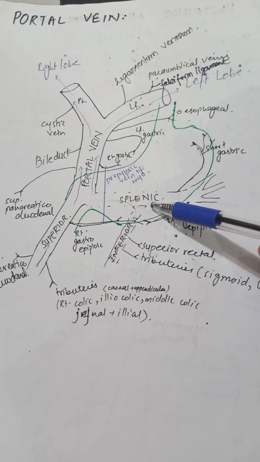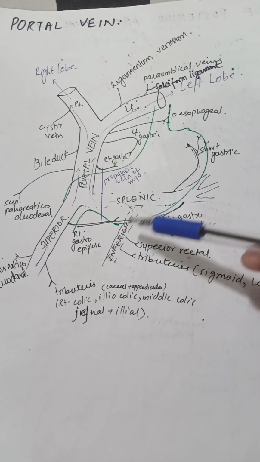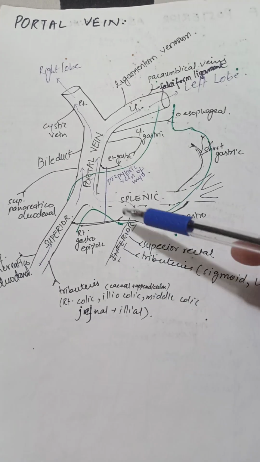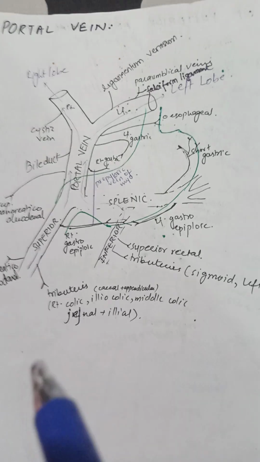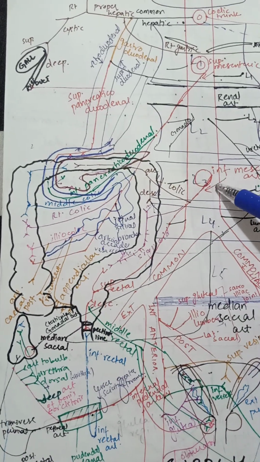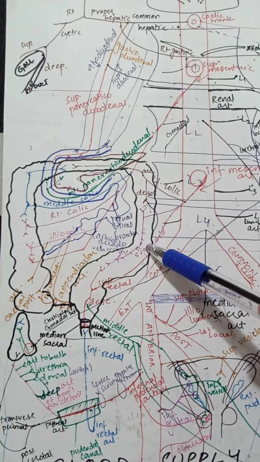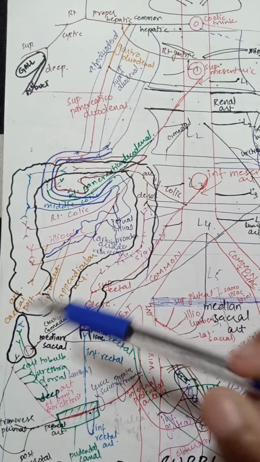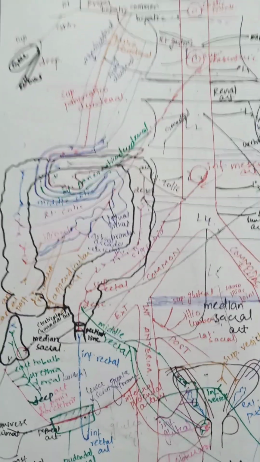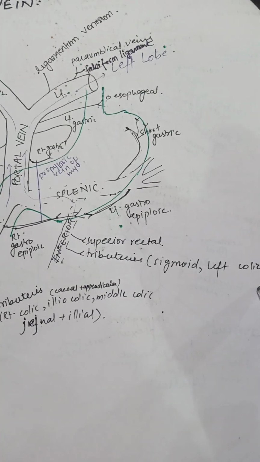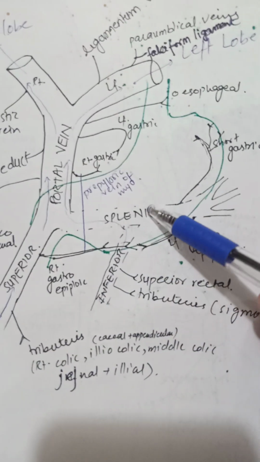In the arterial supply, it was a direct branch of the aorta, but in the portal vein, it will drain into the splenic vein. What were the tributaries for the inferior mesenteric vein? As you can see, for the artery, the inferior mesenteric artery gave the branches left colic, sigmoidal, superior rectal. Same is the case with the portal vein. It will receive all three branches, superior rectal, sigmoidal and left colic, and will form the inferior mesenteric vein, which will drain into the splenic vein.